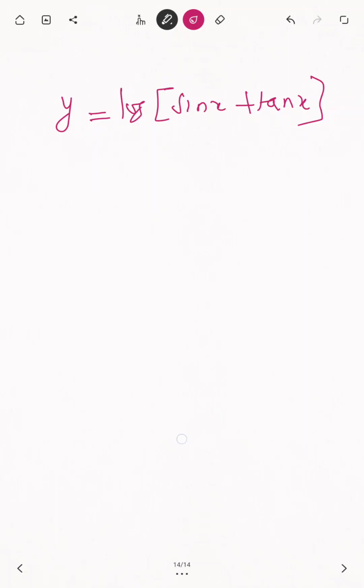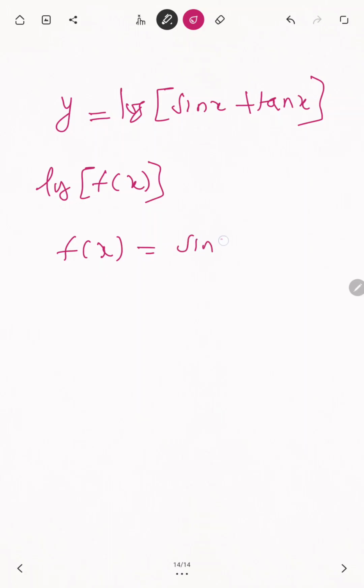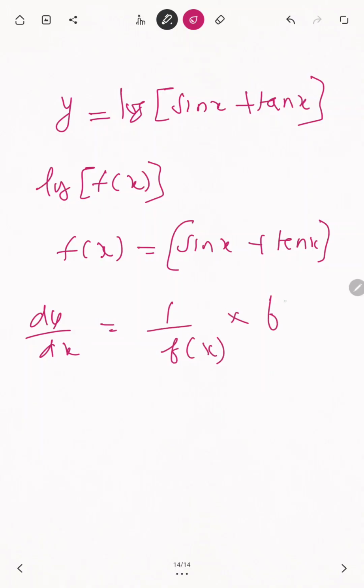Next sum, y is equal to log of sin x plus tan x. Okay, how to differentiate this? Log of f of x. You write log of f of x. F of x is how much? Sin x plus tan x. Okay. Then after this, how to differentiate? dy by dx is equal to 1 by f of x into f dash x.